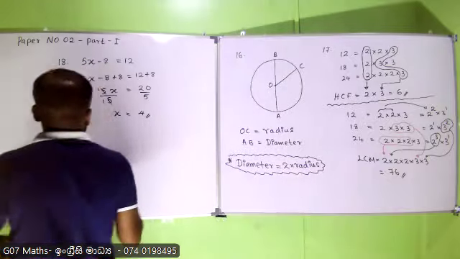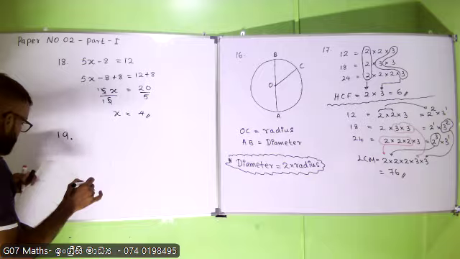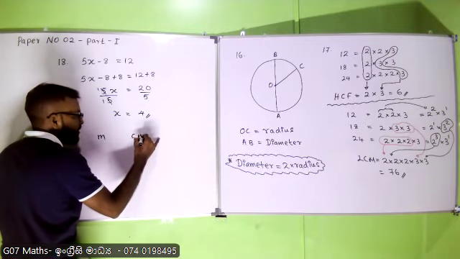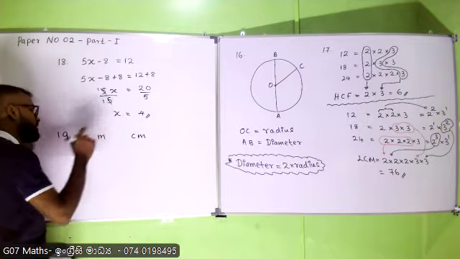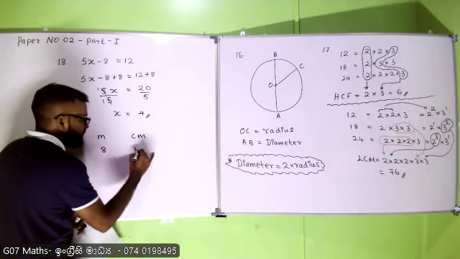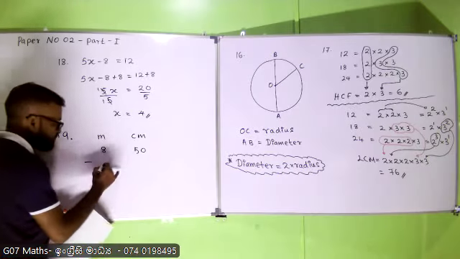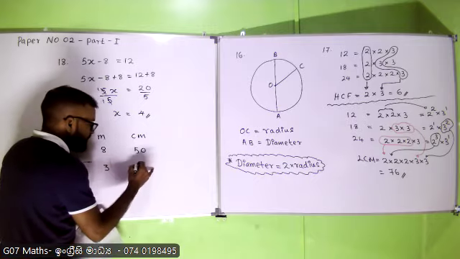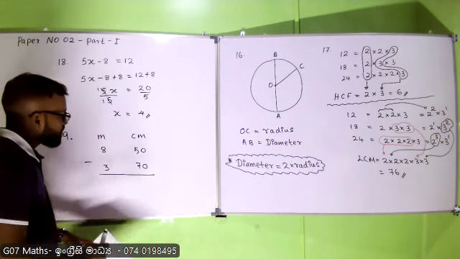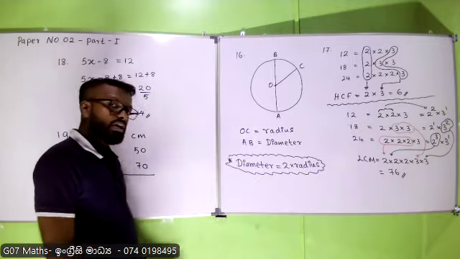You need to subtract. Meter and centimeter: meter is the bigger unit, centimeter is the smaller one. 8 meters and 50 centimeters, subtract 3 meters and 70 centimeters. Here we have 50 centimeters and here we have 70 centimeters.